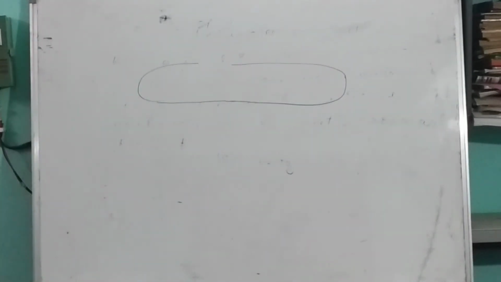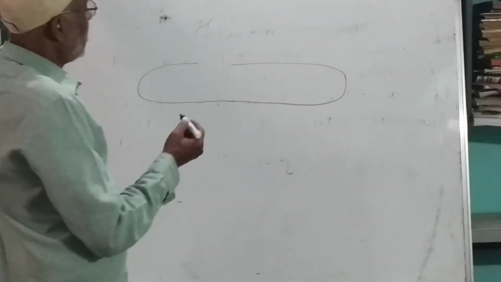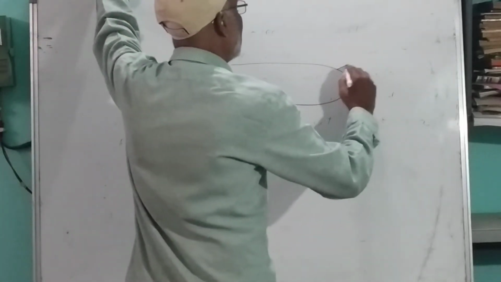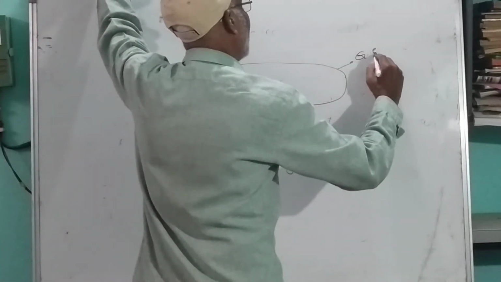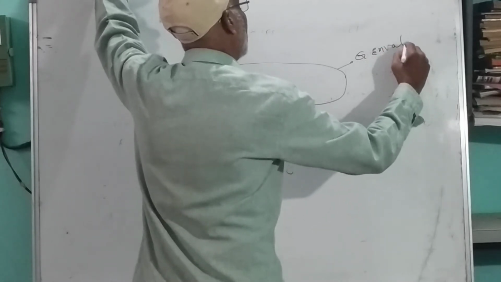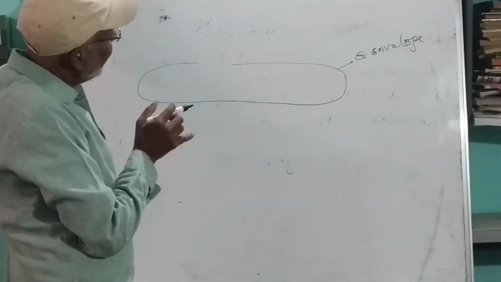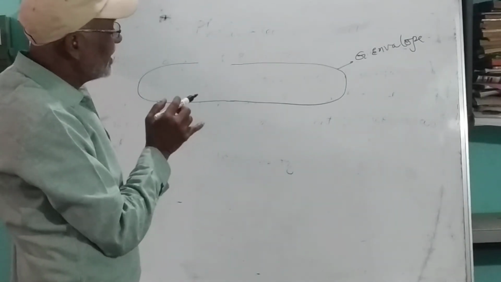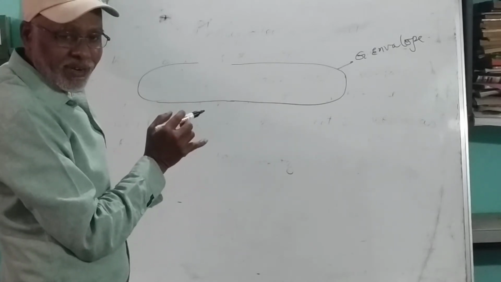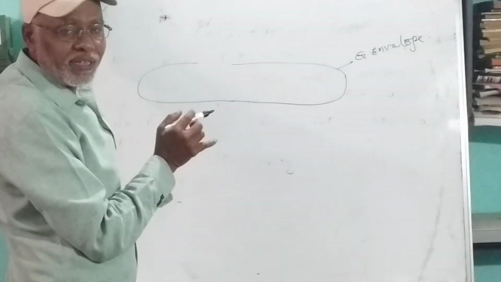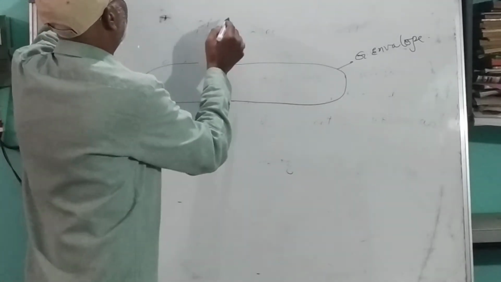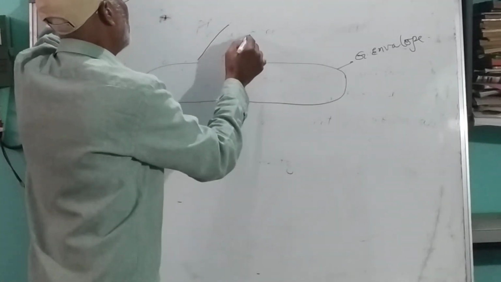This is an evacuated glass envelope. The glass envelope has a side tube attached to it. So this is a side tube.